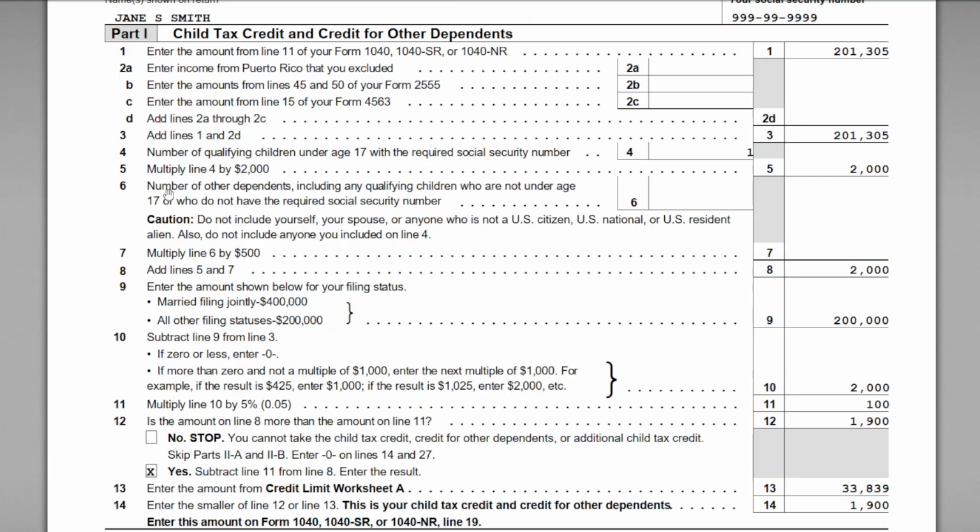Now, number of dependents on line 6 here who are not under 17 or do not have the required Social Security number, this is the other dependent credit, right? So the child tax credit is the $2,000 amount. The other dependent credit is a reduced amount at $500. So if you have a dependent that, let's say, is 18 years old, you would be claiming them as a dependent for this credit, but it would be the other dependent credit, the ODC amount, which is only $500 rather than the $2,000. In Jane's case here, she's only got the one dependent, so line 6 and line 7 are just left blank for us. All right.